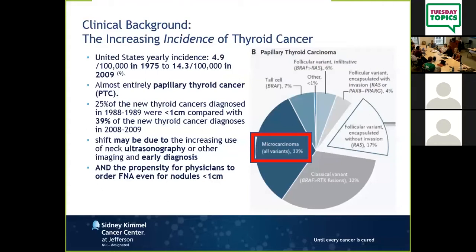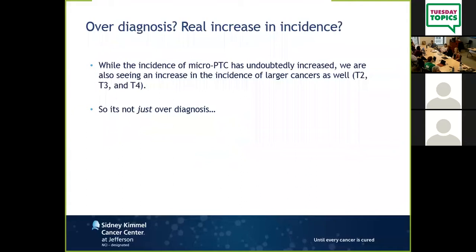So there's a little bit of an overuse of medical resources here, but also a real increase in incidence. In addition to those tiny papillaries that are being diagnosed, we're also at the same time seeing a smaller but true increase in larger cancers as well. So it's both a real increase in incidence and also an increase in diagnosis. That's an important thing to remember. This is what I just said. It's not just overdiagnosis.